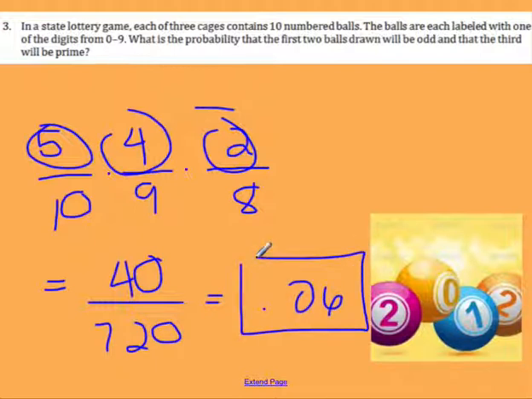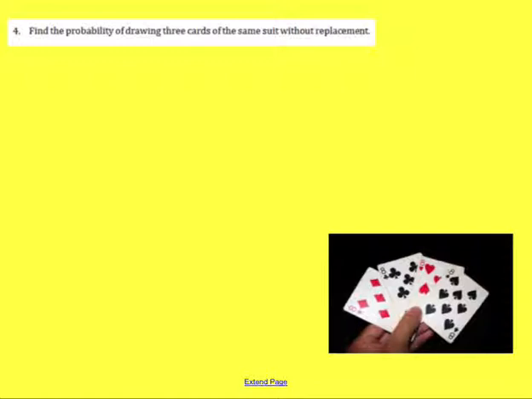So there's a 6% chance that the balls will be drawn out, and that will be what happens. All right, let's take a look at this one. Find the probability of drawing 3 cards of the same suit without replacement.